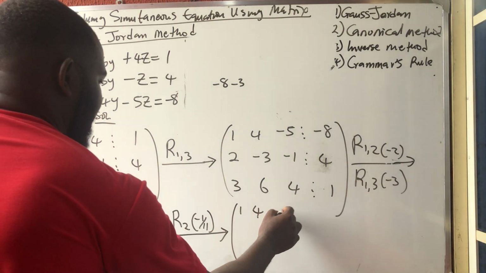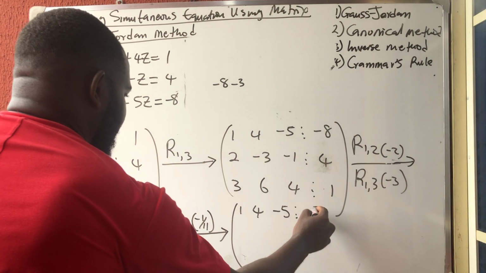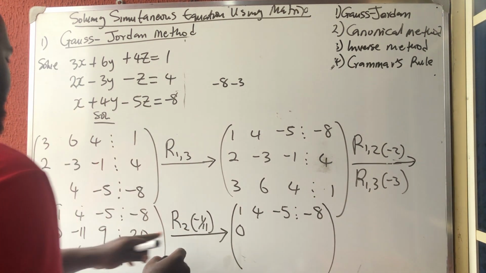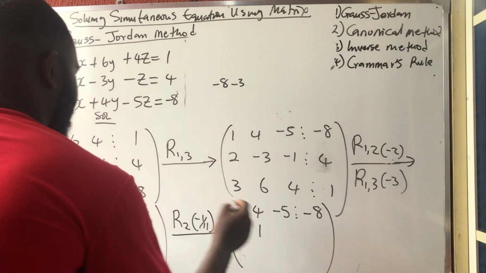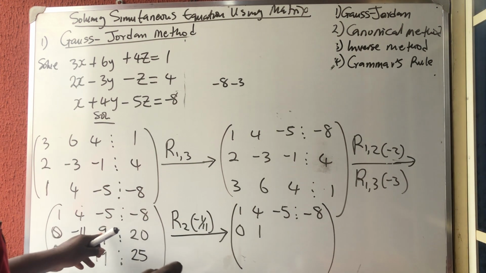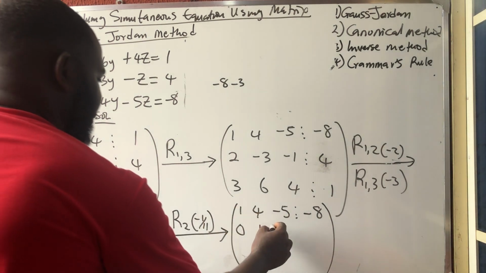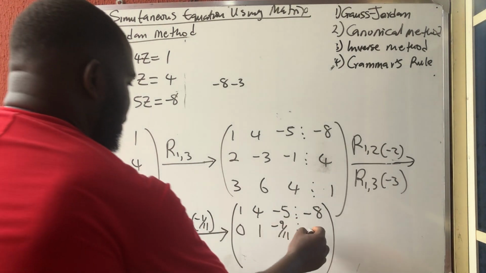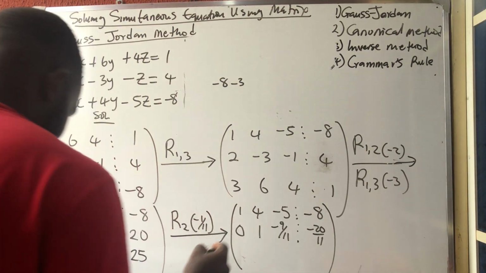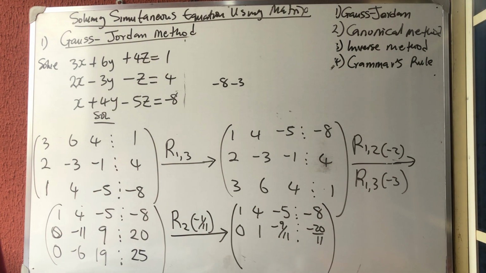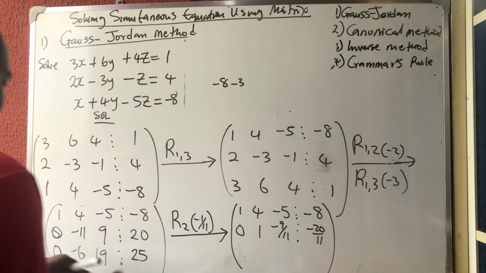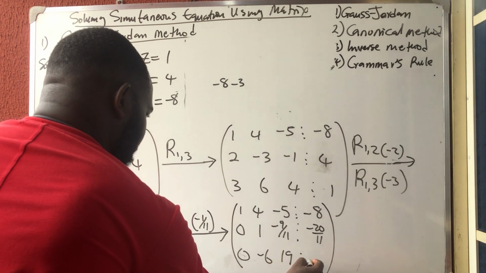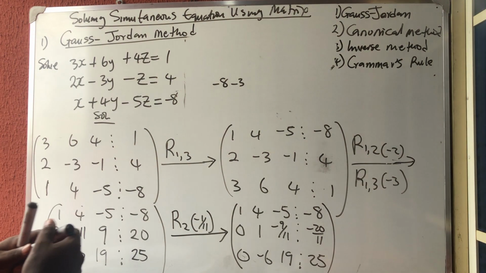1, 4, minus 5, dot, dot, dot, minus 8. Then this time anything times 0 is 0. This time this is 1. This times this is minus 9 over 11, dot, dot, dot. This time this will give you minus 20 over 11. So leave the other one the way it is: 0, minus 6, 19, dot, dot, dot, 25. Okay, so I've gotten 1 there.